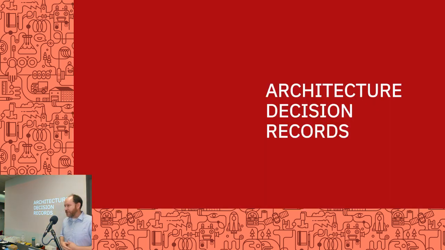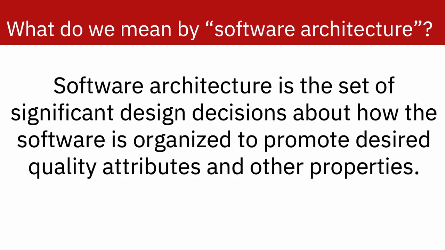Architecture decision records. We'll start with the A just to make sure we're all on the same page. The architecture part. So here's a definition. Software architecture is the set of significant design decisions about how the software is organized to promote desired quality attributes and other properties.